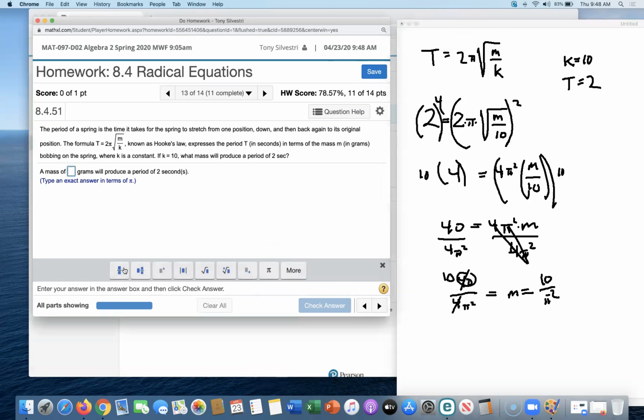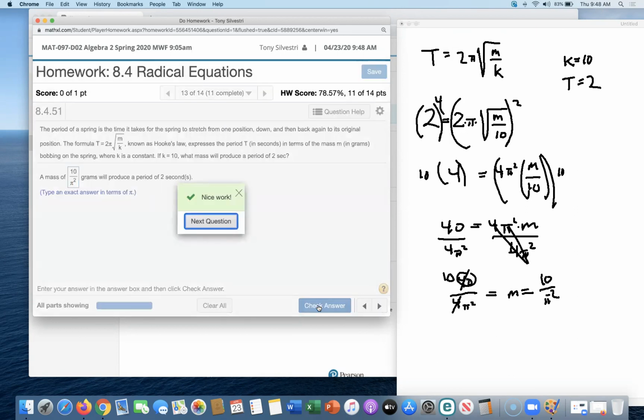It should be a fraction, we got a 10. On the bottom, I got a pi that I'm going to square. Drum roll, check answer, boom, boom, boom. Nice work, yay!